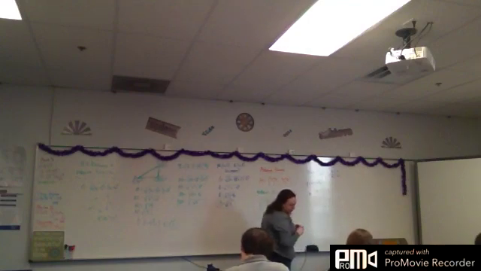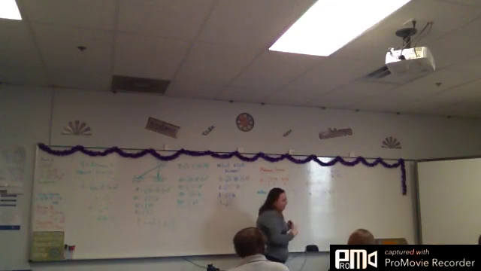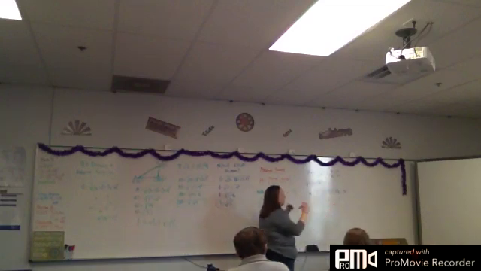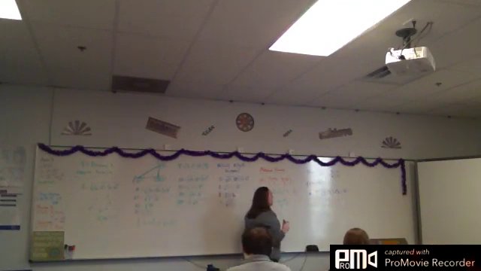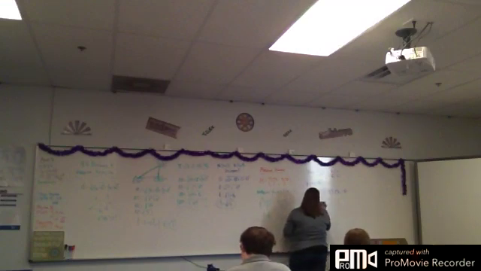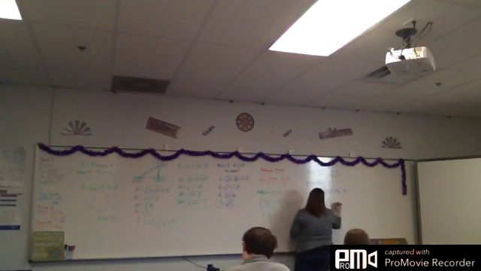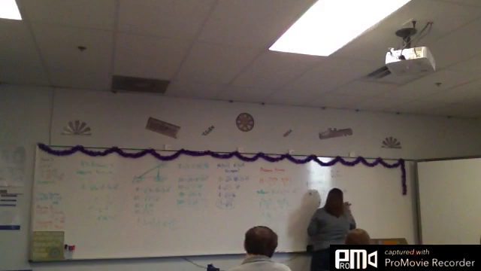So if I want to know what the slope of (3, 7) and (8, -3) is, how would I find that? The differences of y's over the differences of x's. So I'm going to take 7 minus -3 over 3 minus 8. What's 7 plus 3? 10. And what is 3 minus 8? Negative 5. What's 10 divided by -5? Negative 2. So my slope is negative 2.